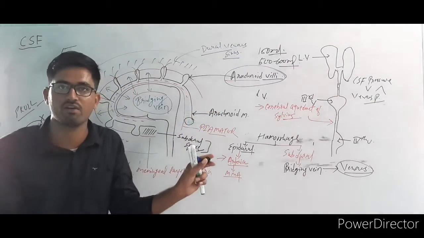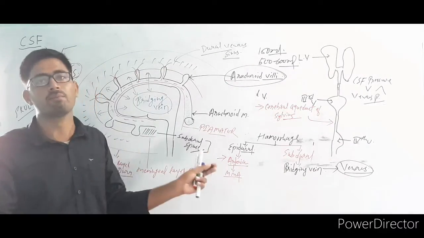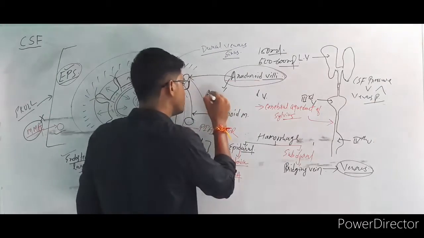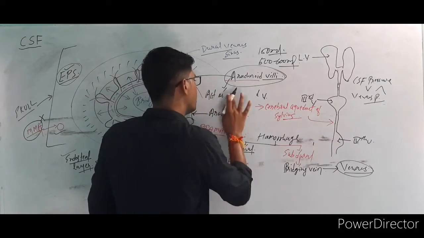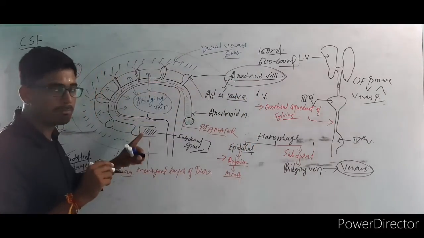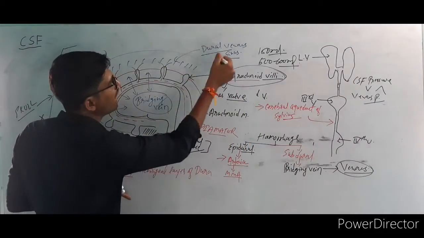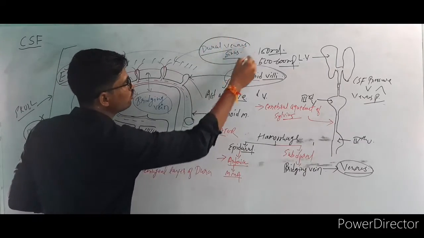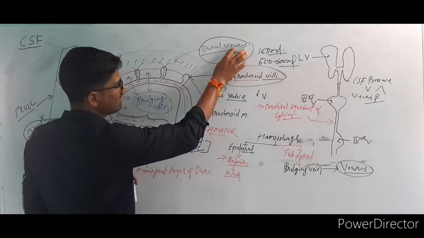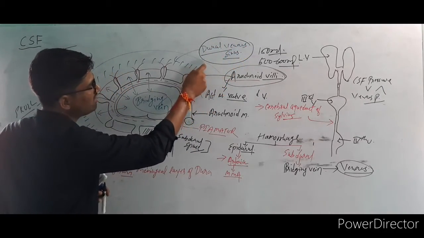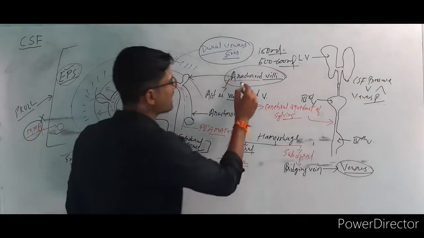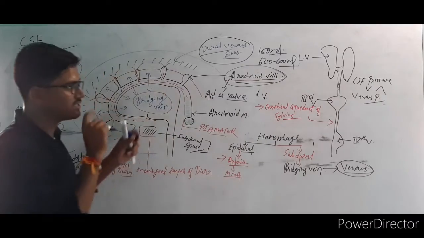But it never happens. Why? Because this arachnoid villi acts as a wall, which gives permission only to the CSF to enter into the dural venous sinus. It prevents venous blood from going from the dural venous sinus into the subarachnoid space. So this is the mechanism.